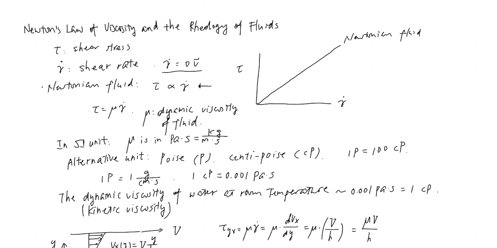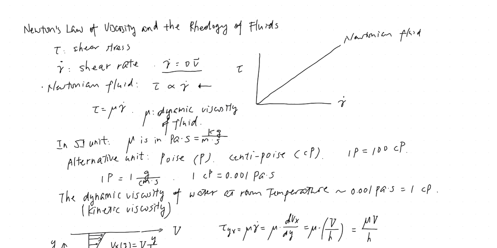And for any linear proportional relation, you may ask, what's the constant of proportionality? It happens to be called mu. So tau equals mu gamma dot. The mu is nothing but the dynamic viscosity of the fluid. In SI units, the dynamic viscosity is in Pascal second. It's the same as kilogram per meter second. So this is measured in the kilogram meter second system.